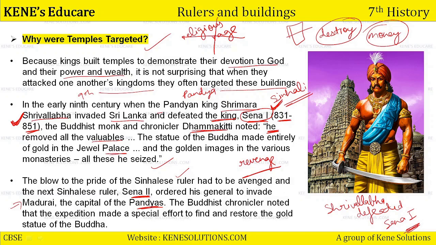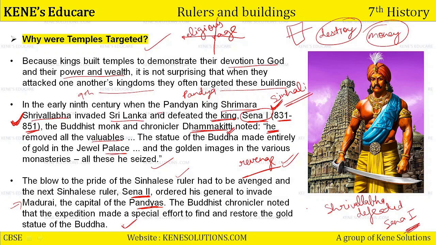Okay. The Buddhist chronicler, again this person, Dhammakirti, noted that the expedition made a special effort to find and restore the gold statue of the Buddha. Sena II को ये था कि we have to take revenge, but the most important part is that we have to get the gold Buddha statue back, because वही तो एक statue है जिसको हम लोग worship करते हैं, and all our money and resources have been invested in that statue. So you have to find that statue and get it back to Sri Lanka.